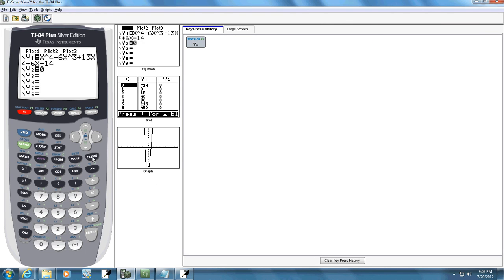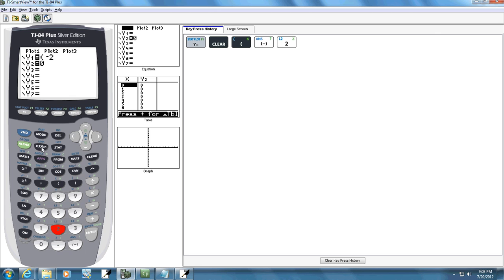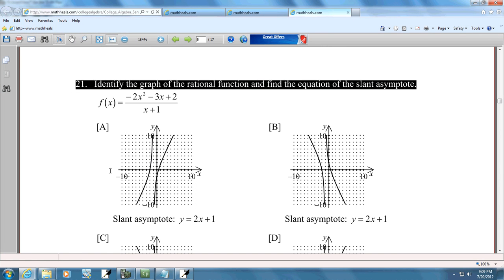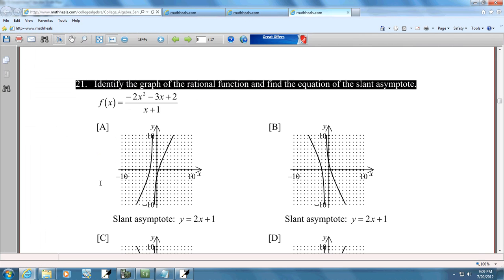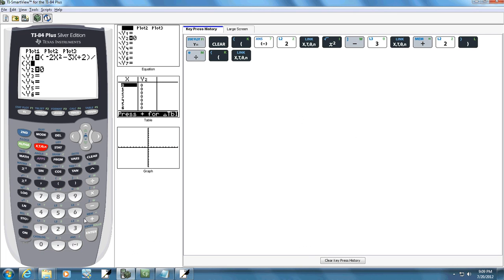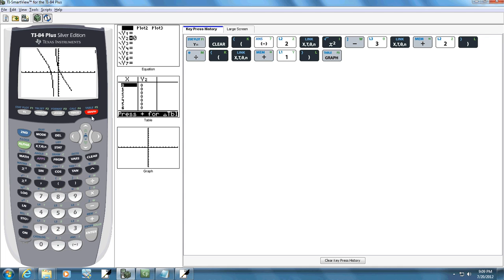So I'll press y equals, clear to clear out what's there. I do a beginning parentheses, and I type negative 2x squared minus 3x plus 2, closing parentheses, divided by, and then beginning parentheses. I'm putting parentheses around the bottom too, x plus 1. Close parentheses, and then graph. Okay, so that's what our graph looks like. We'll come back to that.